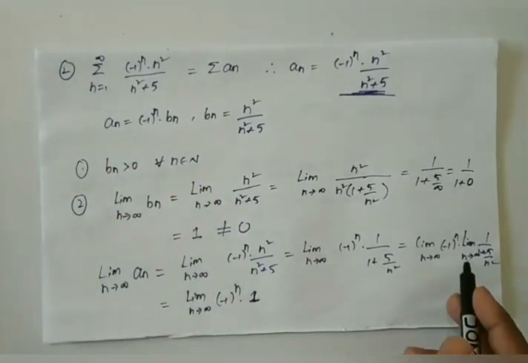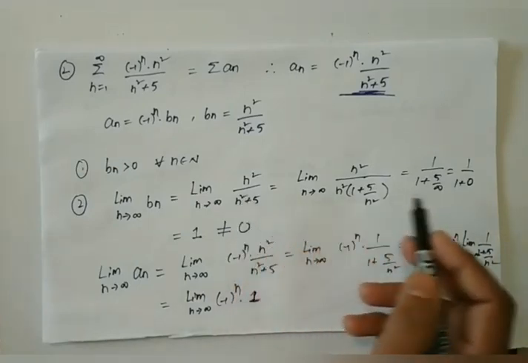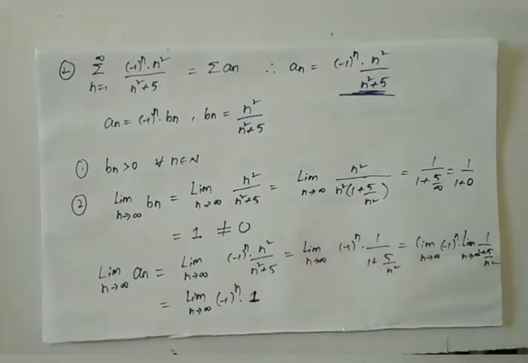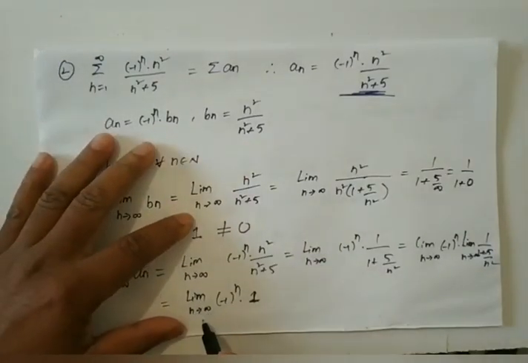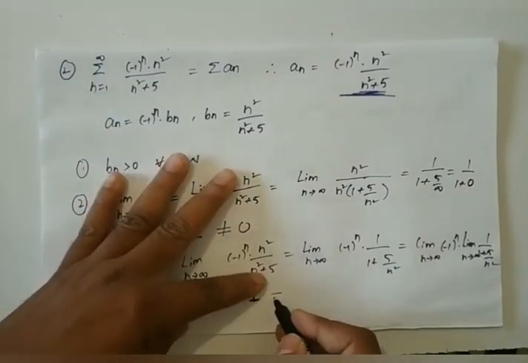Already we know that the limit as n tends to infinity of n square by n square plus 5 is nothing but 1. Here the limit of an is equal to what? The limit of (-1)^n into 1, which is nothing but the limit of (-1)^n. Now tell me, the limit as n tends to infinity of (-1)^n, what is the answer?